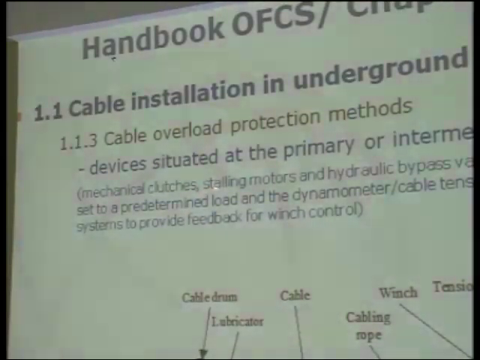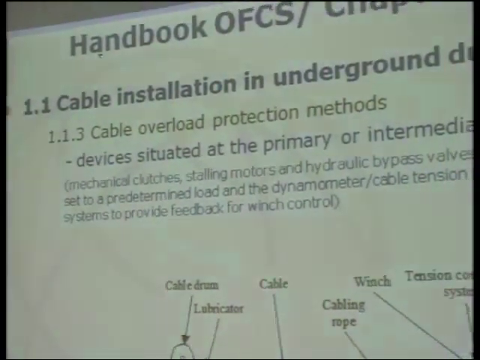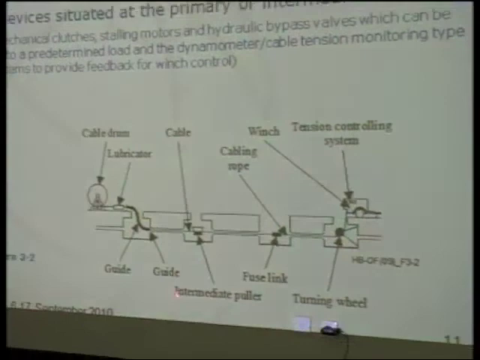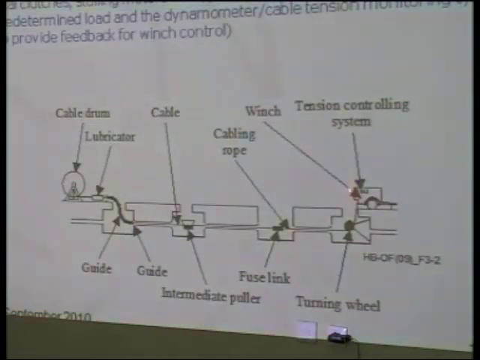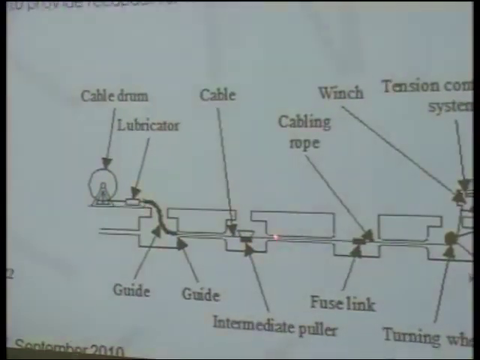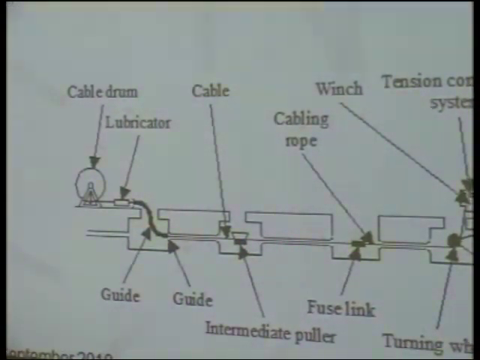Then there are a lot of mechanisms that can be put in. Here we have some examples. Here we have an intermediate puller. Here we have a fusion link. And here we have a tension controlling system. This figure also shows the use of a lubricator. Then the idea is to combine these elements to make the way of the cable easier. The lubricator is responsible for reducing the friction of the cable against the duct.